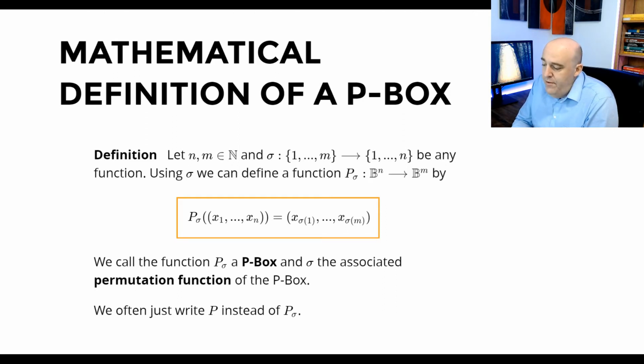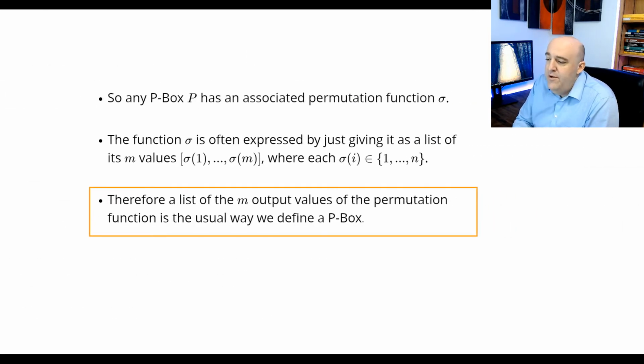And this is what we call a p box, and sigma is called the associated permutation function of the p box. And we usually just write p instead of p sigma. But realize that any p box really has an associated permutation function sigma. Now, usually when we write this function sigma, we just specify it by giving it as a list of its outputs, like we talked about before. So really, when we talk about a p box in practice, we're just giving a list of the m output values of its permutation function.